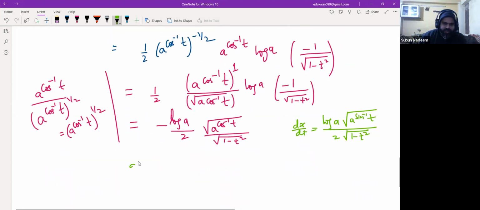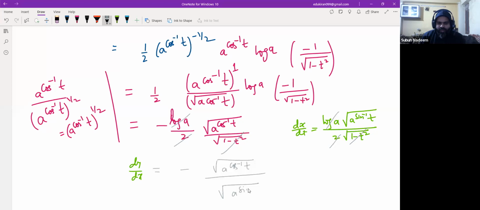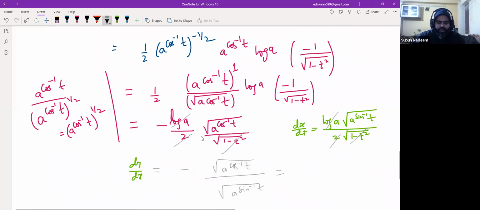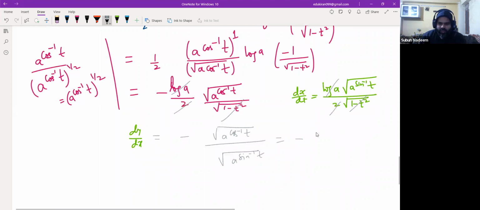When you find dy by dx, you will divide them. And what you will see is that log a will get cancelled, 2 will get cancelled, and root over 1 minus t square will get cancelled on division. So this will be minus root over a to the power cos inverse t by root over a to the power sine inverse t. Now, what is root over a to the power cos inverse t? If you see, that was y in the question. This is minus y, and this denominator was x. Therefore, dy by dx is equal to minus y by x.